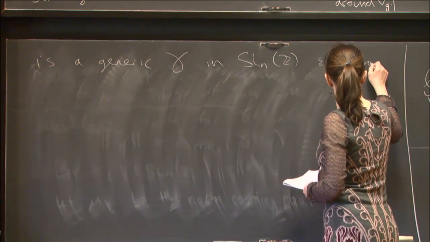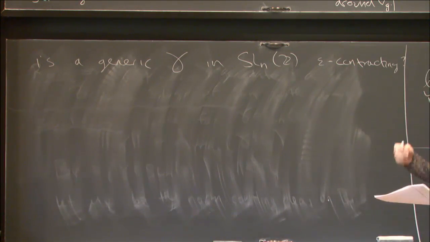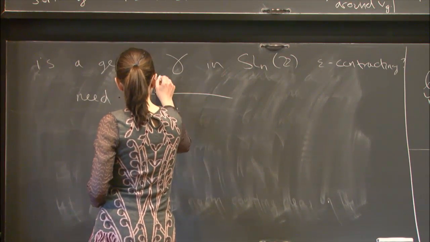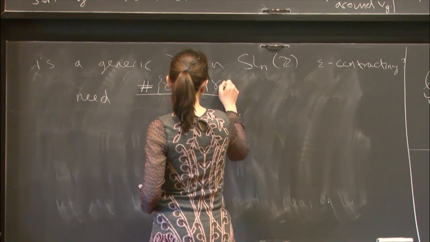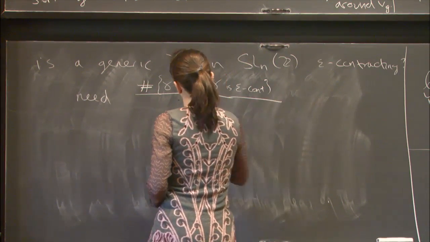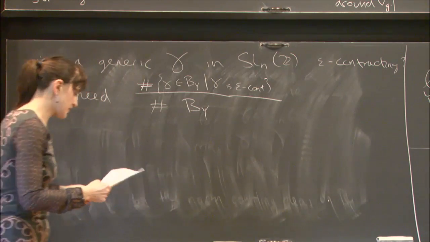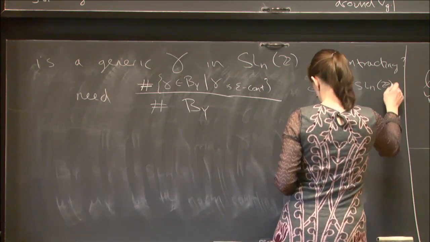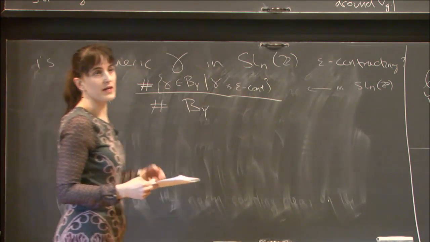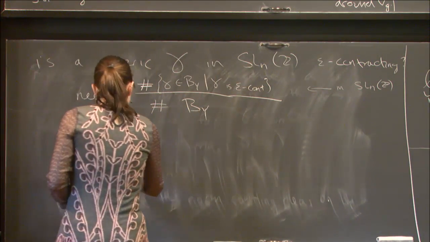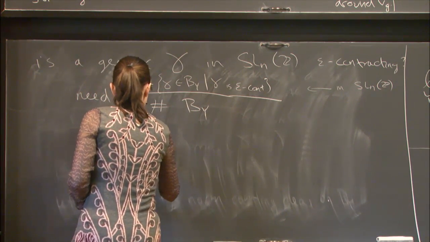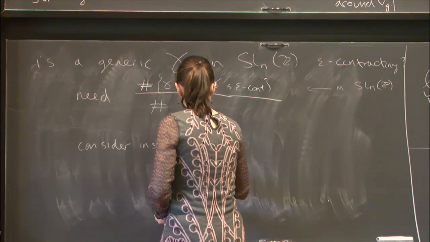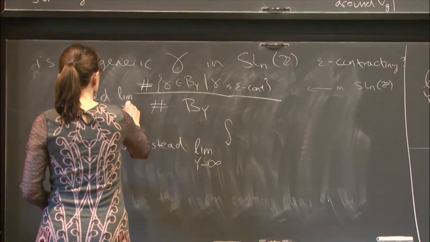So epsilon contracting for some epsilon between 0 and 1/4. And what you do in order to see this is you need to evaluate the following ratio: the number of gamma in the ball which are epsilon contracting, over just the number of points in the ball. So this is some counting in SL_n(Z). And in order to evaluate this, we instead work inside of SL_n(R). It turns out to be easier. So consider instead the integral. We'll take the limit as y tends to infinity, because this is what we want to do here as well. We want to take the limit as y goes to infinity.